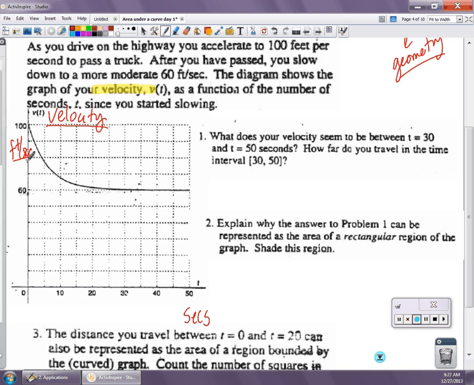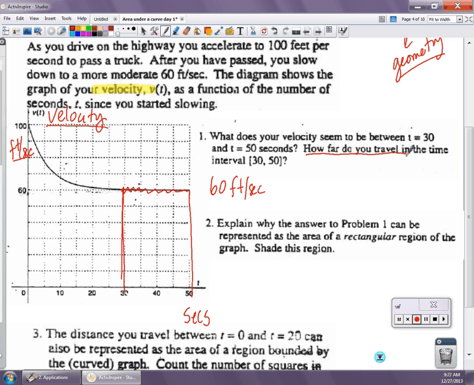All right, let's take a look at number one. What does your velocity seem to be between 30 and 50 seconds? So I'm going to mark off, here's 30, and here's 50 seconds. And you'll notice that that velocity seems to be pretty level at about 60 feet per second. So there's my velocity over that interval of time. Next question is a middle school question. How far do you travel?